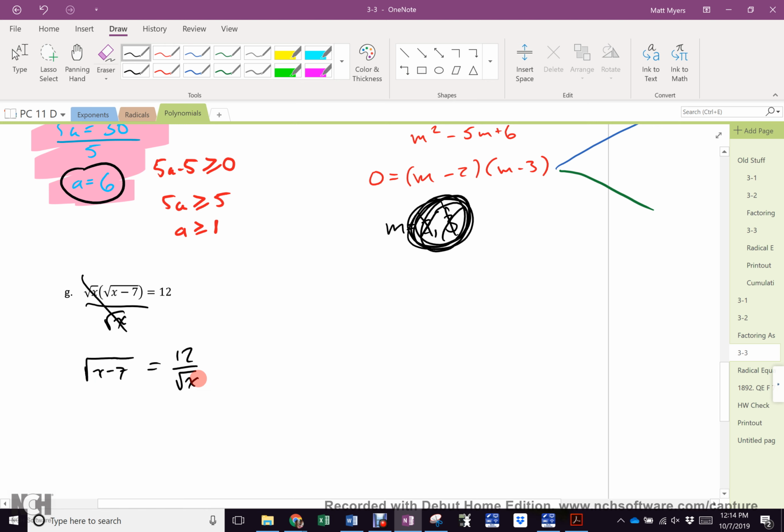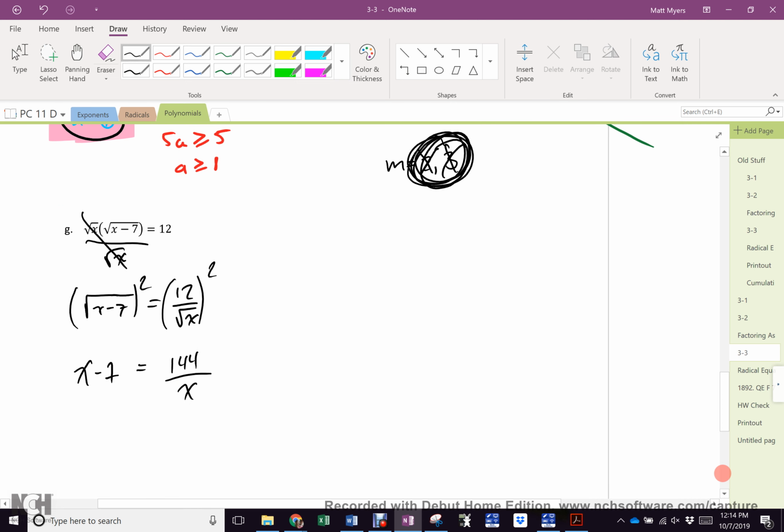It looks scary still, doesn't it? Right? But what are we going to do to get rid of this radical? I'm going to square it and get x minus 7, aren't I? What am I going to do to this side? Square it to get what? 12 squared, 144 over what? X. And look, everything took care of itself.